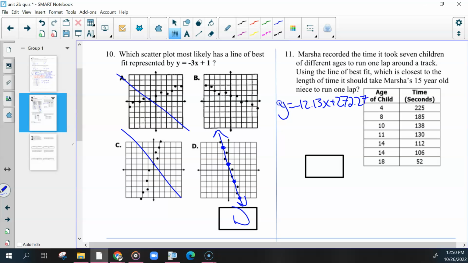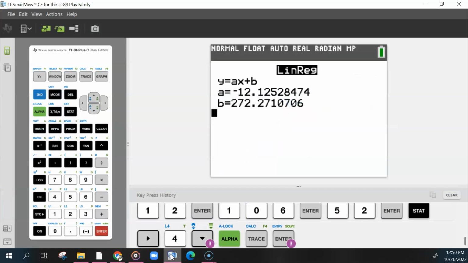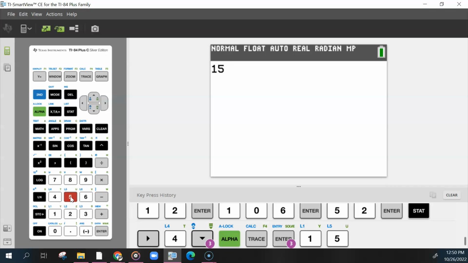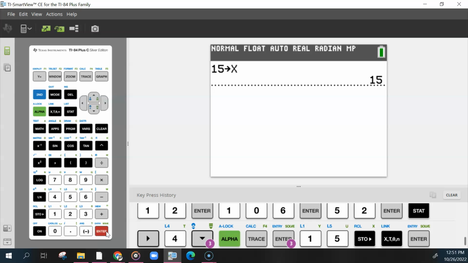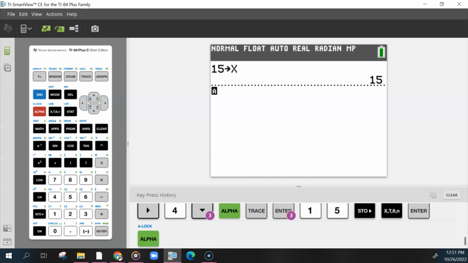So somewhere near your problem, write your equation. And then the question asks to find the closest length of time it should take the 15-year-old niece to run 1 lap. So we're going to store 15 in for x, your step 3. From this screen, I'm going to just type 15, STO x, enter. And then grab your equation from alpha trace and hit enter.